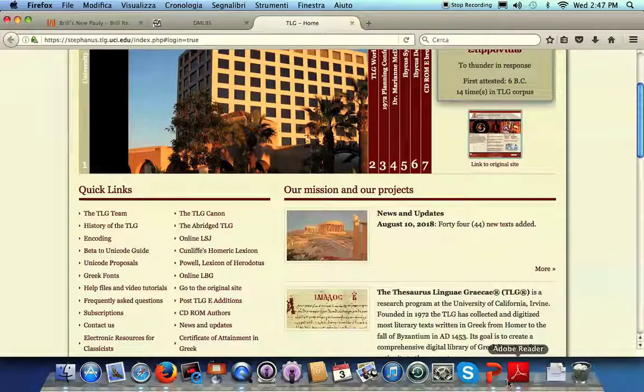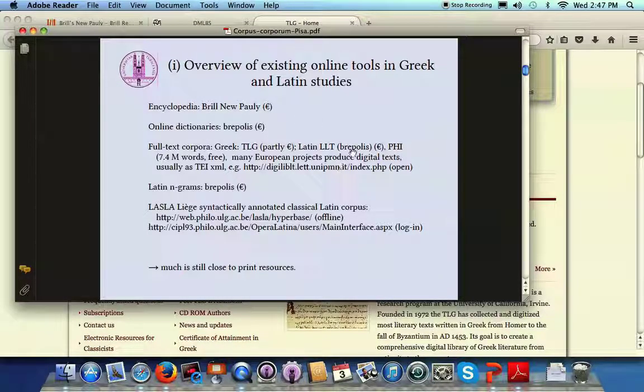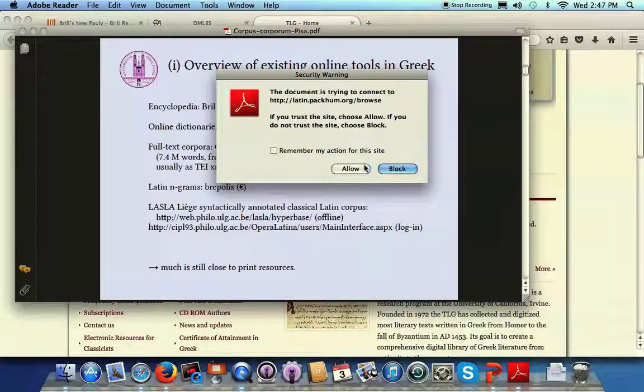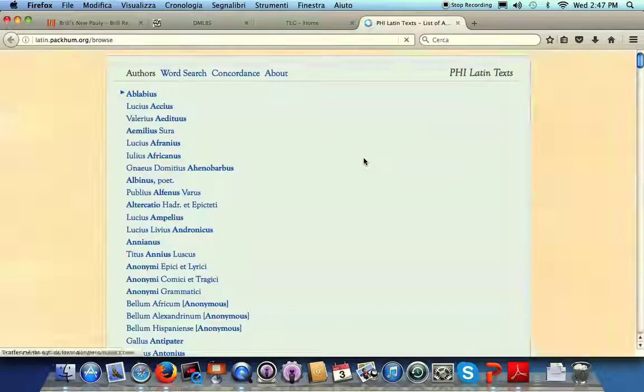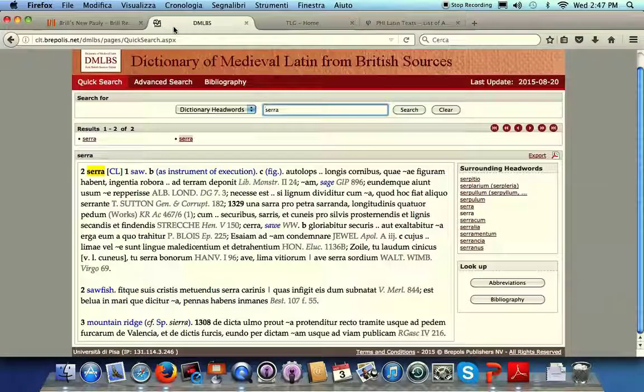We have already seen that for Latin, Brepolis does something similar. Maybe we have a quick look at how it looks. Unfortunately, it's a bit less good than the TLG, which is one of the reasons why I started to make this Corpus Corporum at our university. So let's take this one.